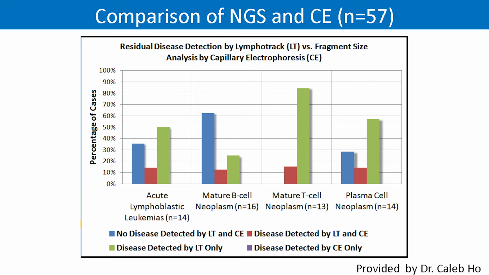In the red bar for each of these disease subsets, you can see that the LymphoTrack and the CE can pick up a clone in most of the cases. However, in the green bar, the disease that is detected by the LymphoTrack assay only is much higher. So the assay is definitely much better than the CE to be able to detect residual disease. But we already knew that.